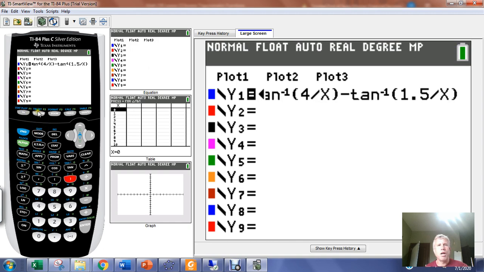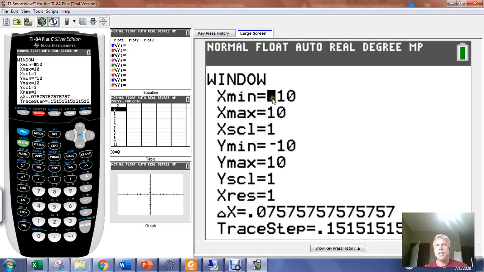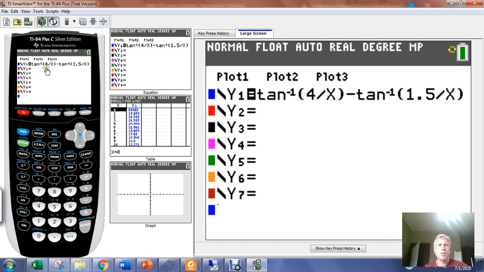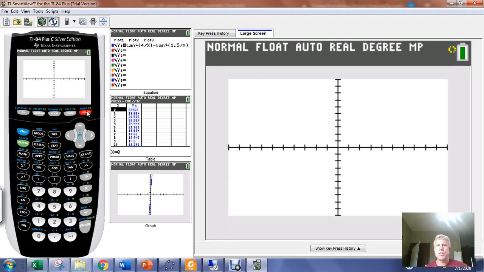And then right now my window, if I click window, it's set to the standard viewing window, -10 to 10, -10 to 10. So the mistake that we frequently make is we go ahead and graph a function without thinking about where the inputs and outputs should live. And if I just hit graph on the standard viewing window, what I'm going to get when the calculator gets around to graphing it is a bunch of junk that is visually not very informative.